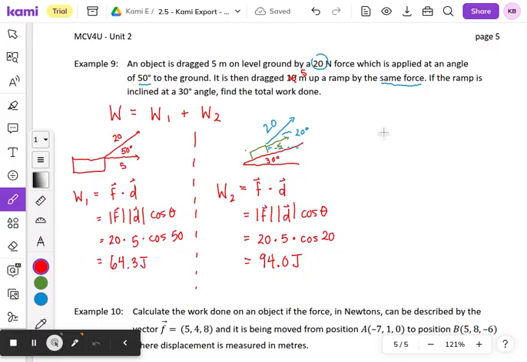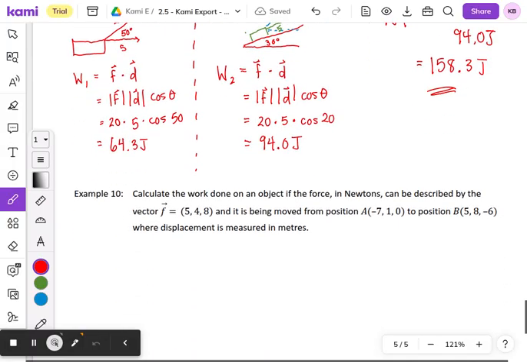Okay, so in order to get the total work, I'm going to have 64.3 joules plus 94.0 joules, okay? So therefore my total work is going to be 158.3 joules. Okay, good. All right, so one more to go.